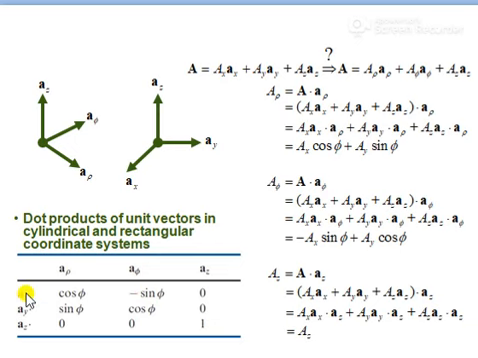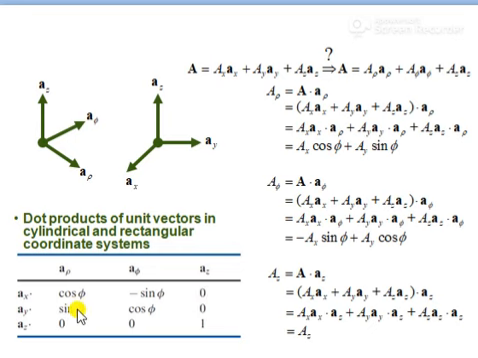So you can see over here ax dot a rho is just cos phi because it has an angle phi only. Now what is ax dot a phi? It is cos of 90 plus phi, so it will become minus sin phi. Now ax dot az: here it is making an angle of 90 degrees, so hence it becomes 0.